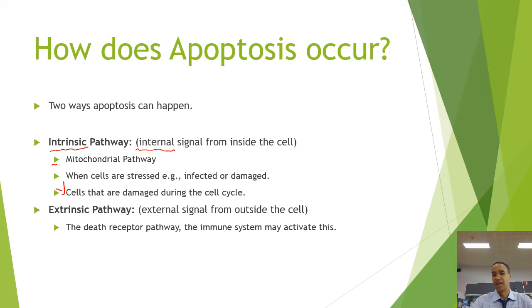The other pathway that apoptosis can take is the extrinsic pathway. Here I would like you to link extrinsic with the word external. The extrinsic pathway is where the signal is coming externally, from outside of the cell. This is also called the death receptor pathway, and it's typically activated by the immune system. The immune system might notice a cell not functioning and say, okay, this cell needs to die for whatever reason.